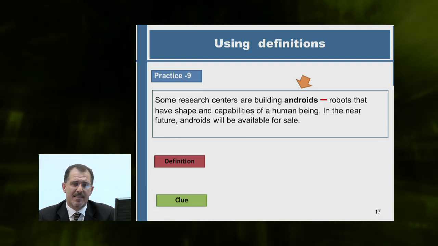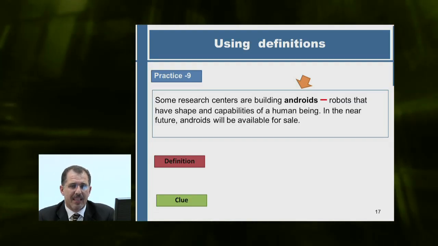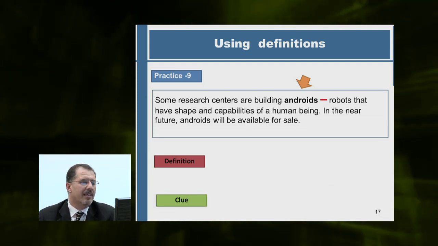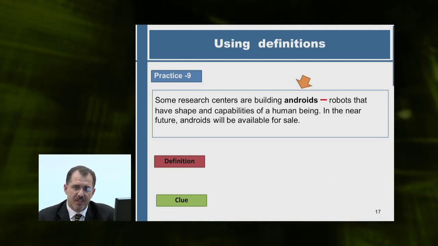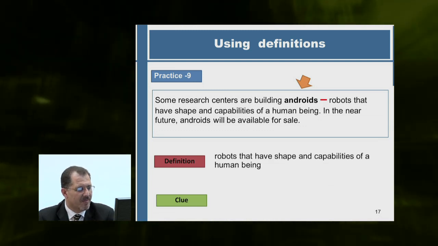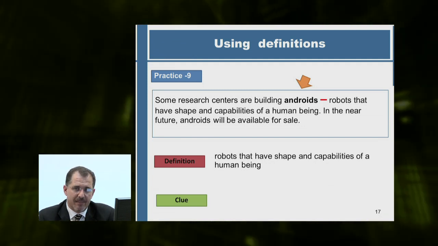What do we have here? What's the clue we have here? It's the dash. And what's the word I'm going to define? It's androids. So here we are going to define and guess the meaning of androids by using what? By using the clue that we have in the sentence, which is the dash, okay? So here, if we have the dash and we have androids, so we have the definition after the dash. So what's the definition? It's as follows. Robots that have shape and capabilities of a human being.